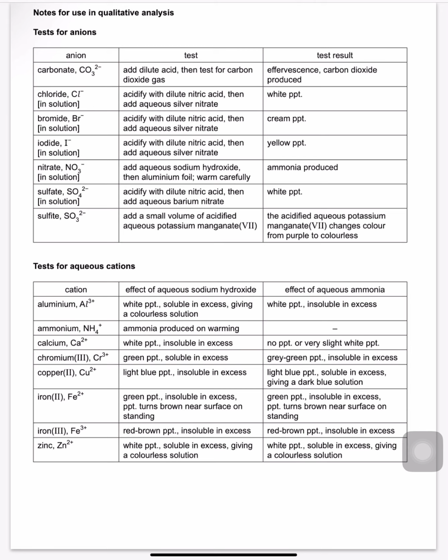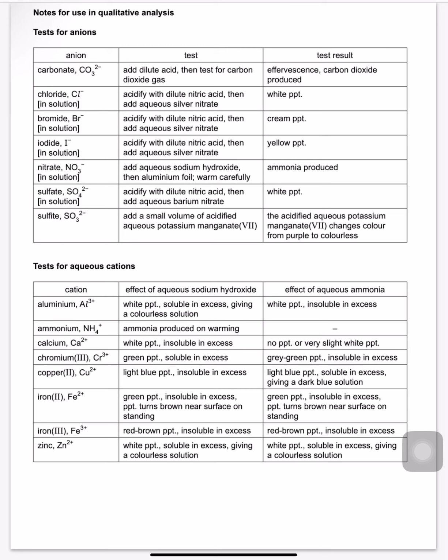In case of salt analysis or identification of ions, there will be a sheet available in the ATP paper, but in the MCQ paper and the theory paper, you have to keep all this information in your mind. Okay.